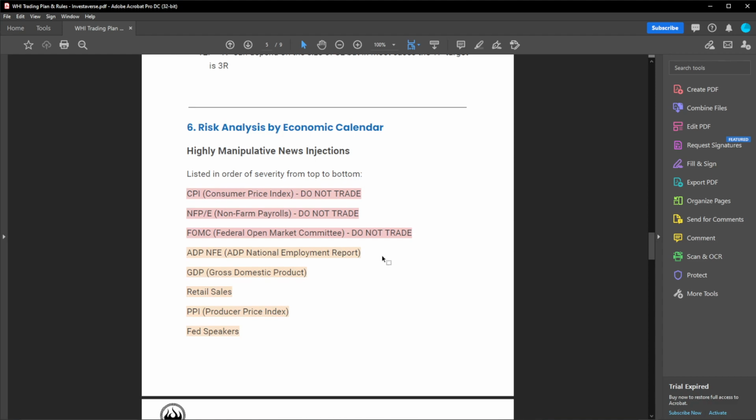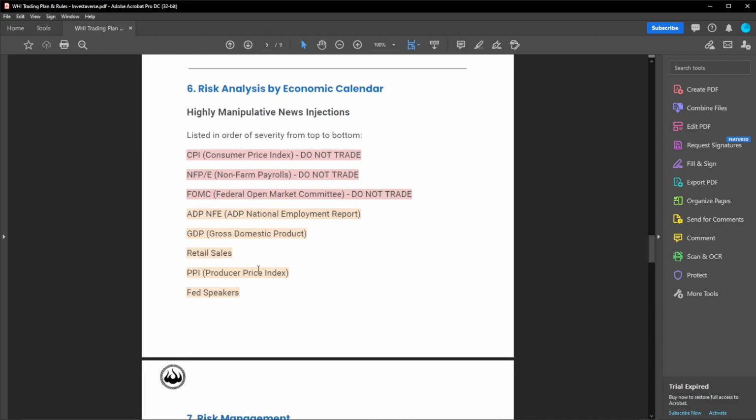FOMC, I also do not trade, so I avoid that. ADP, NFE, I am okay with trading. It's a little bit less severe than the traditional NFP, so I'm not really too worried about that. GDP is marked as orange on my risk analysis, but it is definitely something to keep in mind. Retail sales is up there, PPI is definitely up there, Fed speakers, I mean, pretty standard stuff.